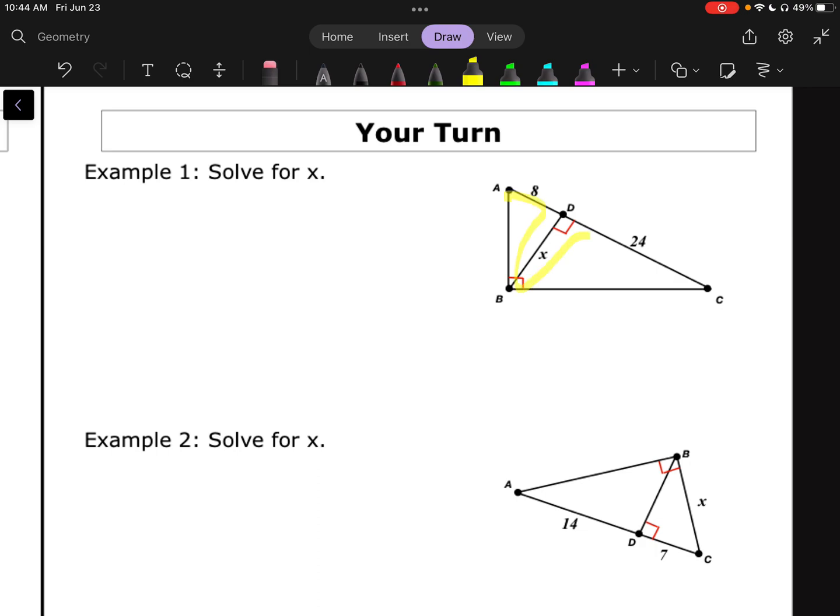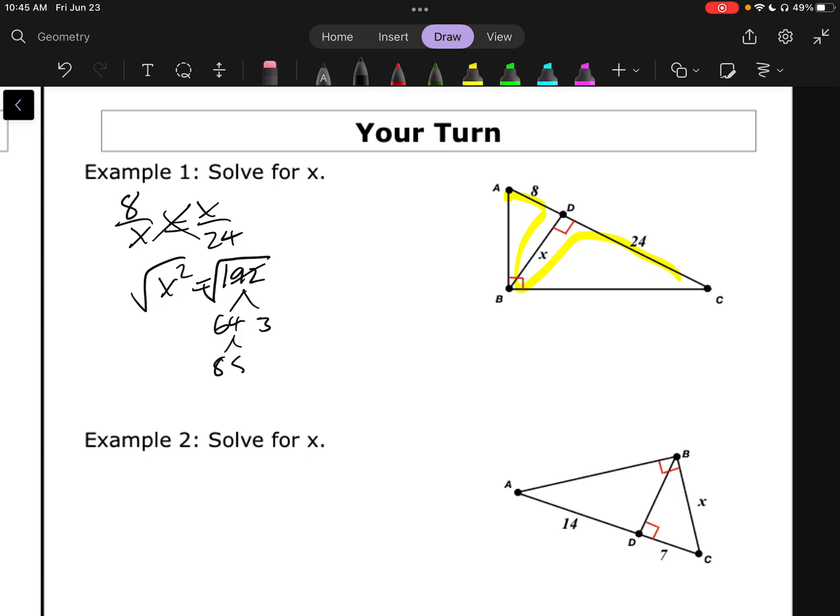All right, so example 1, we had the altitude here. I would have done 8 over x equals x over 24. X squared is equal to 8 times 24, which is 192. If we square root 192, that could be divided by 64. Yeah, 64 and 3. 64 gives me some 8s. So I'm going to get 8 square root 3.